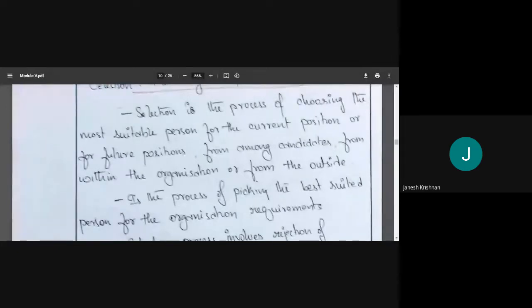There may be an opening right now, and there may be a possibility that we want to expand in the future. So currently we have an opening, and in future there might be more. So we select a person right now, and sometimes we need to choose the best person for the current or future needs. And from where do we choose?